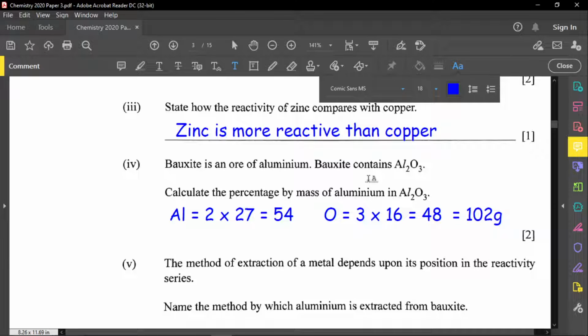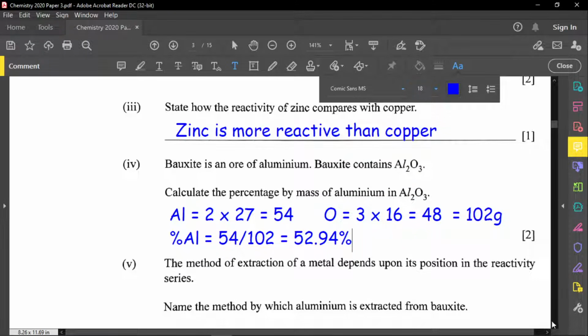Now what we're going to do next is find the percentage of aluminum. So the percentage of Al will equal 54 divided by 102, and we'll get 52.94%. So that will be the percentage by mass of aluminum in aluminum oxide.